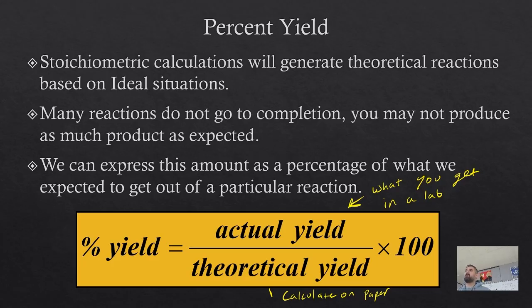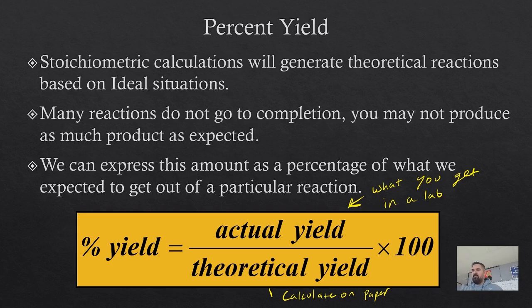I've seen this question pretty often on the ACP where they just want you to know what theoretical yield is. It's what you get when you do a calculation. So the stoichiometry that we've been doing, what does that calculate? Does that give us actual yield? No, it gives us theoretical yield. It gives you best case scenario. So if you do everything right, this is how much you should get in a lab.